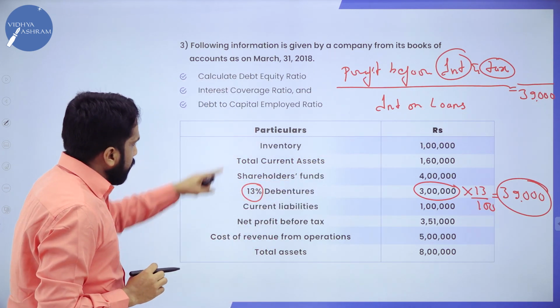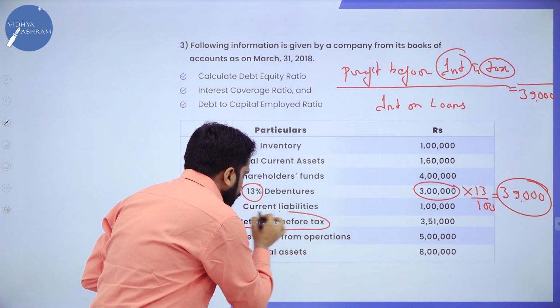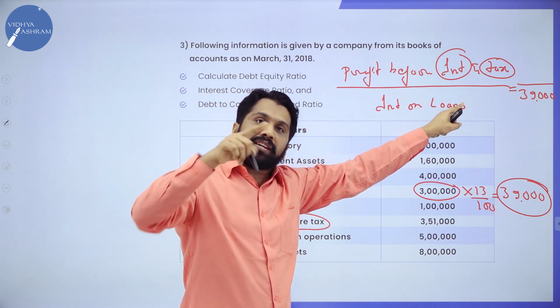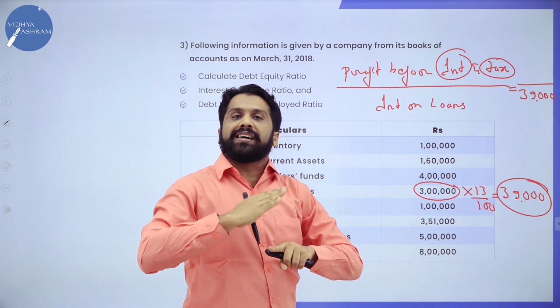Simple. Now is there anywhere given? Yeah, net profit before tax. But the question is what? Net profit before interest and tax. Tax is added, but interest not added.